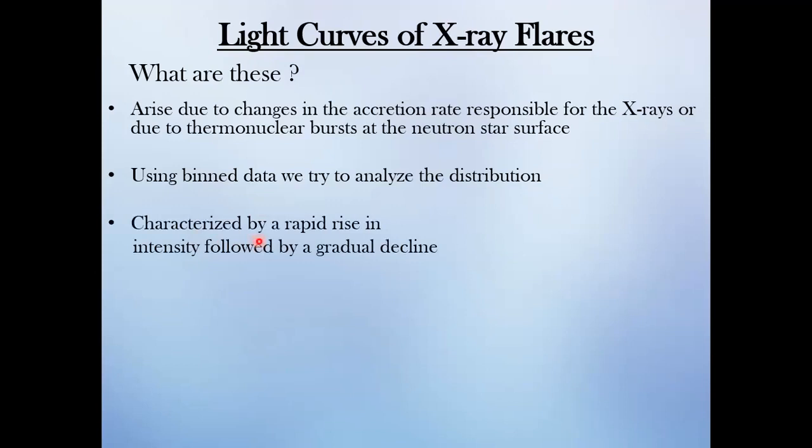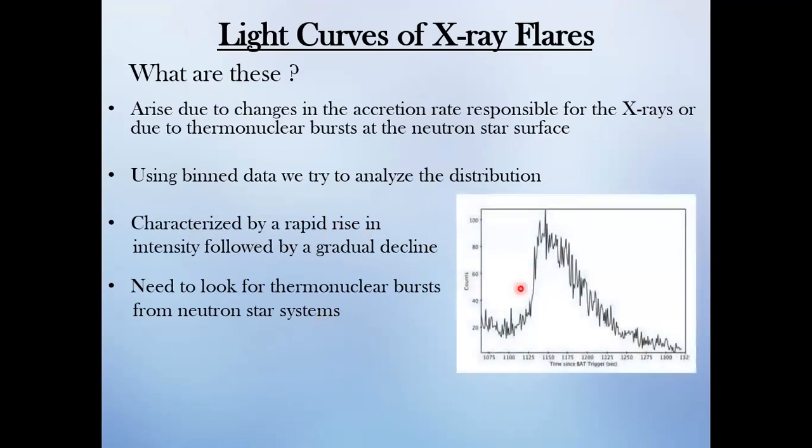These curves are characterized by a rapid rise in intensity followed by a gradual decline. I'll show you in a moment what this looks like. It is very important to keep monitoring the X-ray sky for such outburst phenomena, because we get a lot of information from these kinds of sources. This is how it looks. In this region there is a rapid rise followed by a gradual decline, which is called an exponential decay.